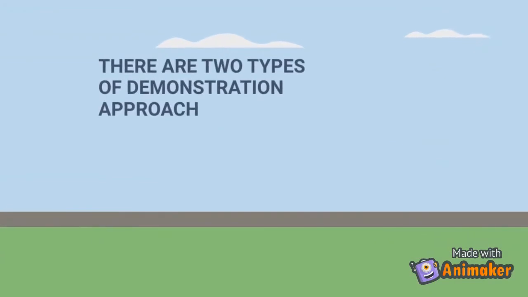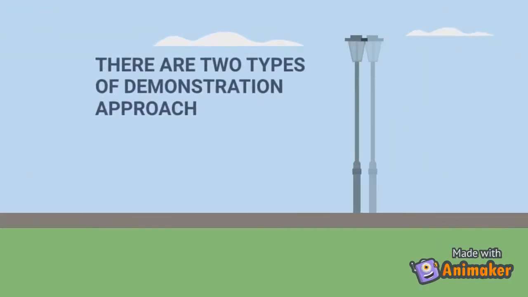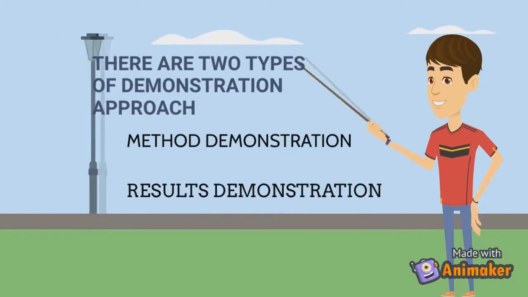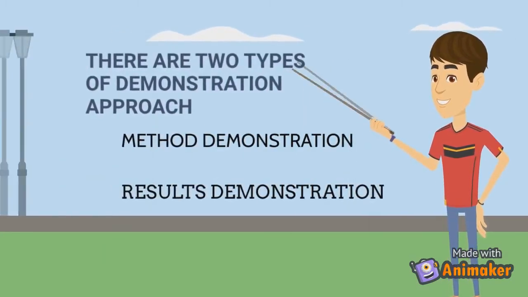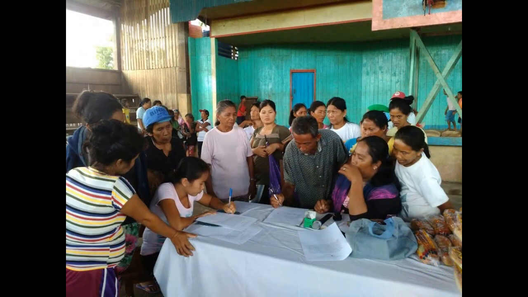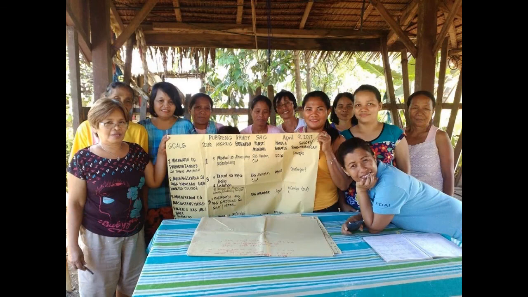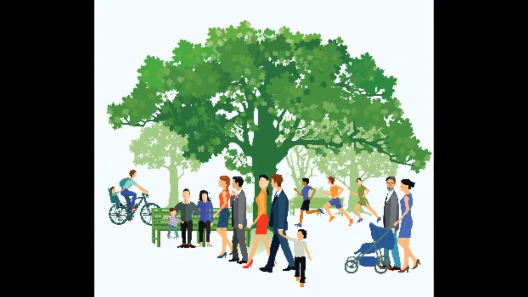There are two types of demonstration approach. First is the method demonstration, and the second is results demonstration. Method demonstration is simply showing the community the methods that you do in the process, while results demonstration is simply showing the results. And that ends our video lecture for today.